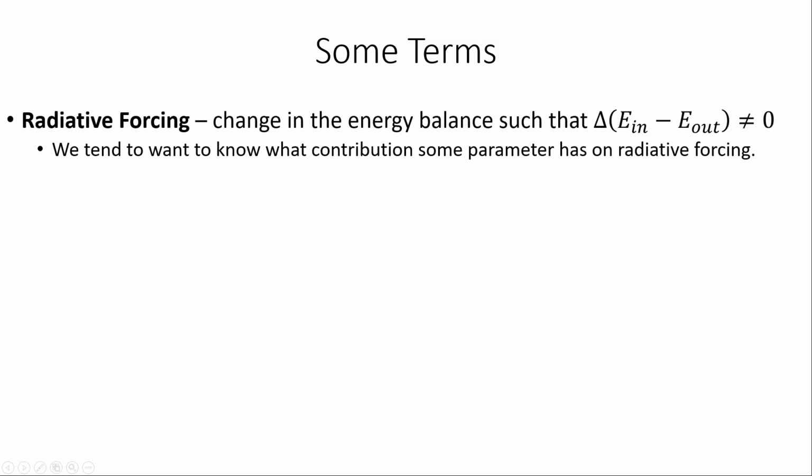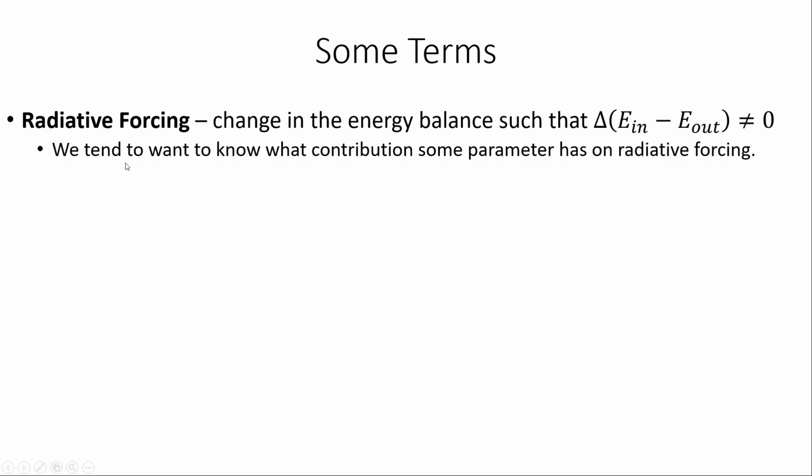So the first one, which is very important for climate science, is what's called radiative forcing. So this is essentially just the change in the energy balance, such that the difference between the energy coming in and the energy going out is not equal to zero, meaning that either more energy is coming in than is going out, or more energy is going out than is coming in.